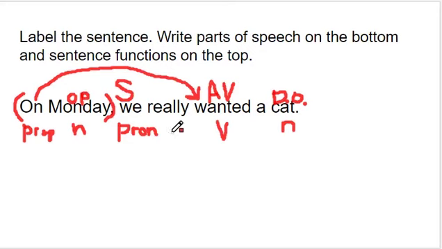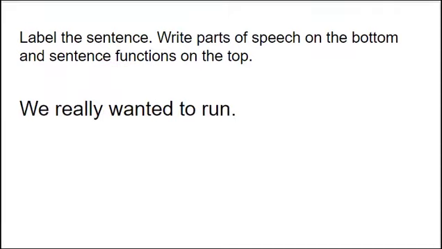And then, of course, really, what does that tell us? It tells how much we wanted it. It's modifying a verb. So anything that modifies a verb is going to be an adverb. And then A, of course, is modifying cat. And it's an article. Next sentence.